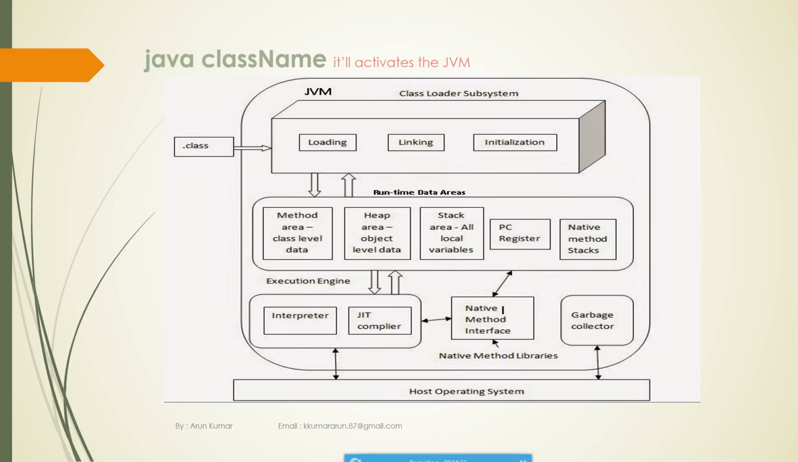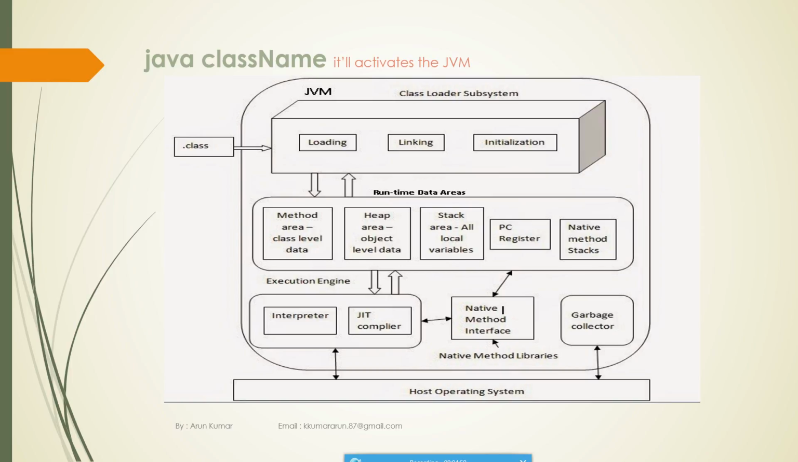Now, if we are talking about the class loader subsystem, what is that? The class loader subsystem creates the instance of java.lang.Class, and it performs three main functions of the JVM, which are known as loading, linking, and initialization.